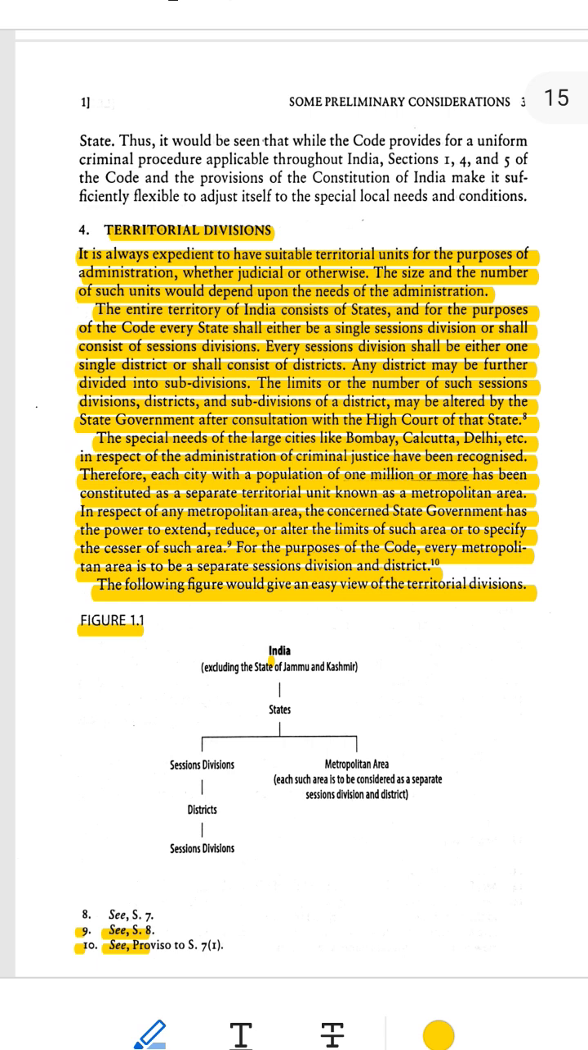Or if someone broke a law, how would they know where to take the person for justice? Divisions help to make things clear and simple. Each smaller part takes care of its own area. How is India divided? We'll divide it step by step, like a pyramid.